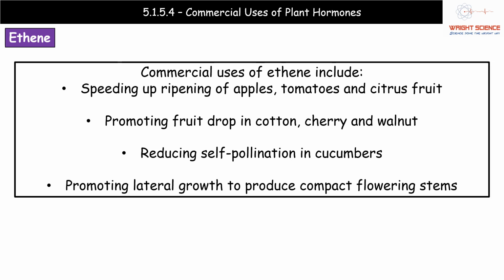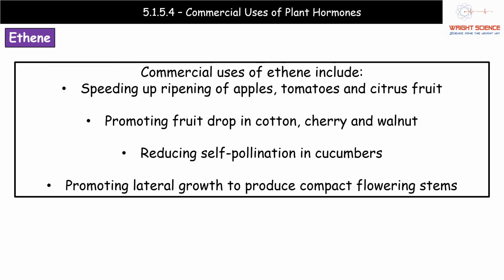The final hormone we're going to look at is ethene. Ethene is the one that we're going to use to speed up the ripening process. So we can ripen apples, tomatoes and citrus fruit much quicker by spraying them with ethene. It's the same kind of idea that if you've got a bunch of bananas, you shouldn't put them in your fruit bowl, because the bananas are going to release ethene gas, and that ethene is then going to speed up the ripening of all of the other fruits sitting around in your fruit bowl and generally makes them spoil quicker. So keep your bananas away from your other fruits is the rule.